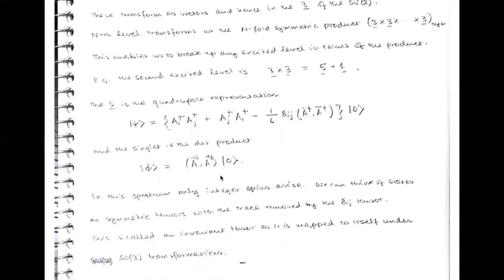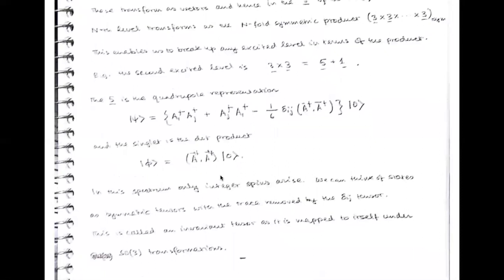In this particular spectrum, only integer spins arise, and we can think of states as symmetric tensors with the trace removed by this delta_ij tensor. This is called an invariant tensor, as if you look at SO(3) transformations, this is going to be mapped to itself. Okay, so yeah.